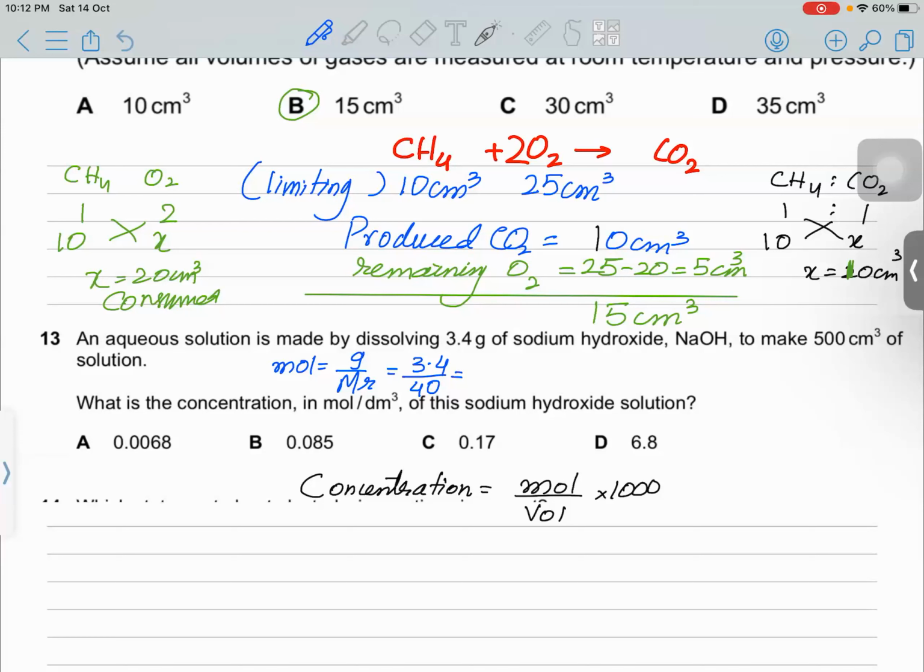0.085. So mole is 0.085. Volume is 500 multiplied by 1000. Yes. Tell me the answer.